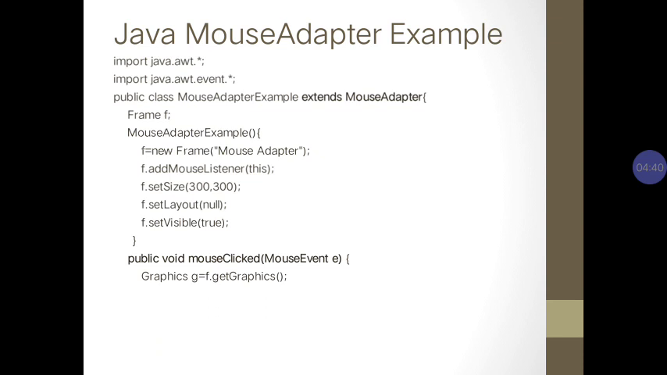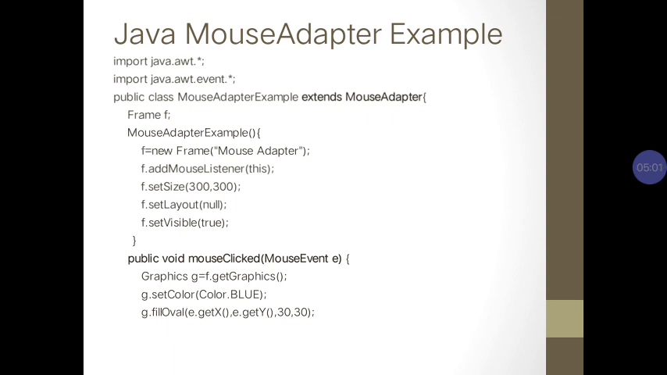In this method I am going to create an object of class Graphics, Graphics g equal to f.getGraphics(). After that g.setColor(Color.blue), I am going to set the color blue. g.fillOval(e.getX(), e.getY(), 30, 30).